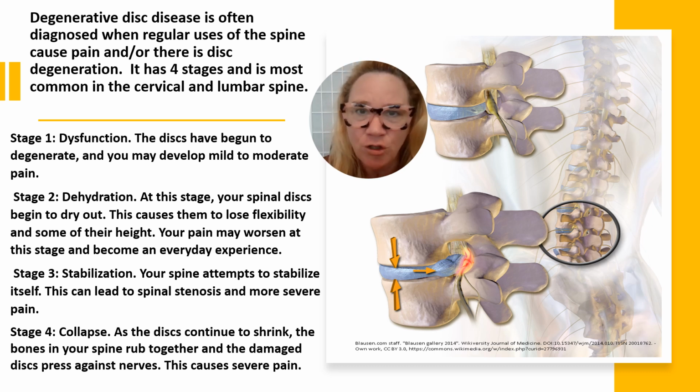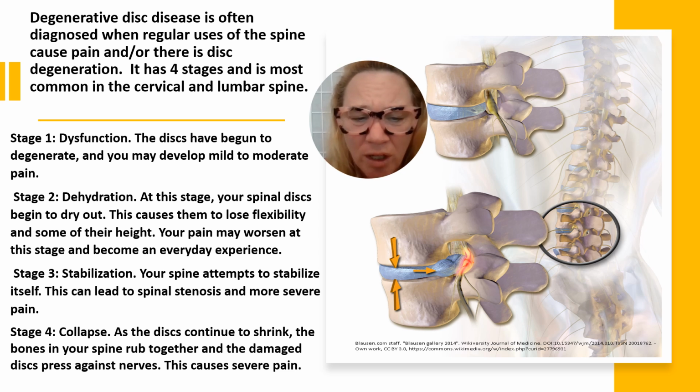Now, the 4 stages, I'll read them to you right here. These are also in your student workbook. Stage 1 of DDD is dysfunction. The discs have begun to degenerate and you may develop mild to moderate pain. Stage 2 of DDD is the dehydration phase. Your spinal discs begin to dry out. This causes them to lose flexibility and some of your height. So another reason why geriatrics can become shorter with age. The pain can worsen at this stage and become an everyday experience.